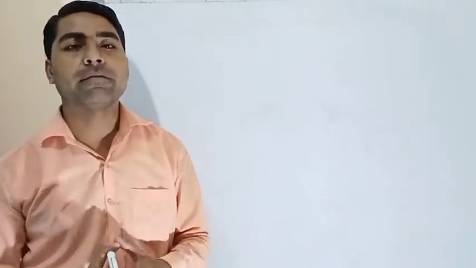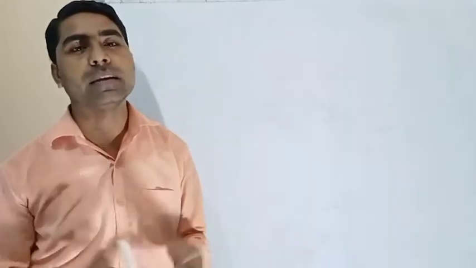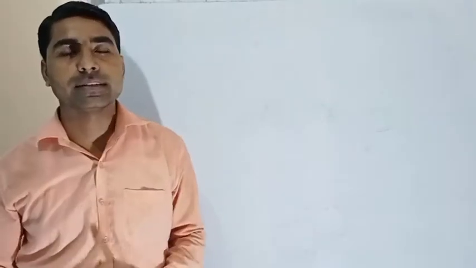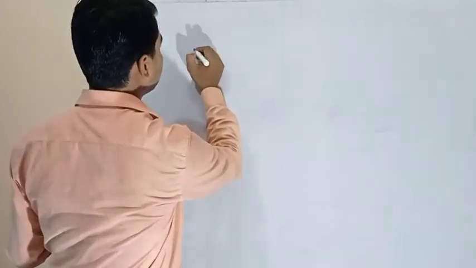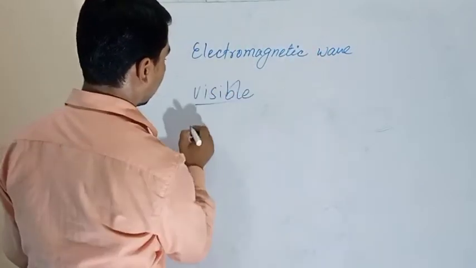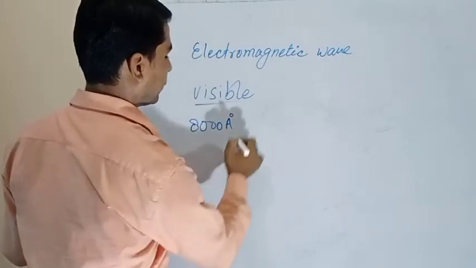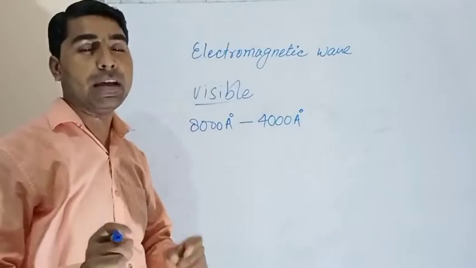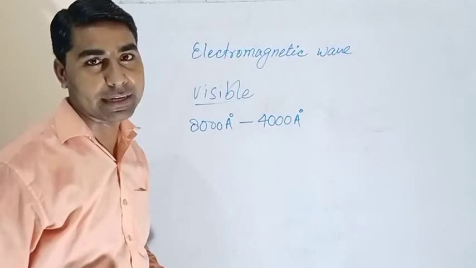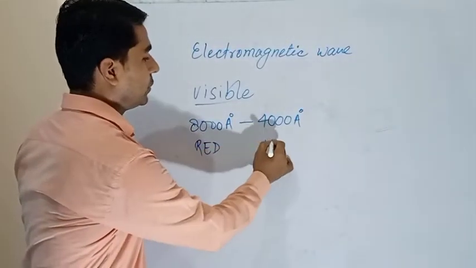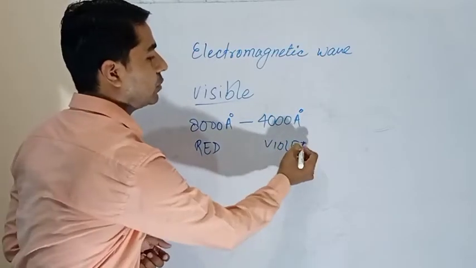Then after, the electromagnetic wave has huge and broad sections, means the limit of the electromagnetic wave is indefinite. But a small section of the electromagnetic wave is visible. That range is from 8000 angstrom to 4000 angstrom. This is the range of visible electromagnetic wave. A light wave is electromagnetic in nature. Of that electromagnetic wave, the small section visible for us is from red to violet. Up to this we are able to see.